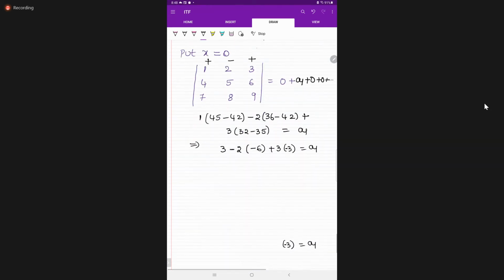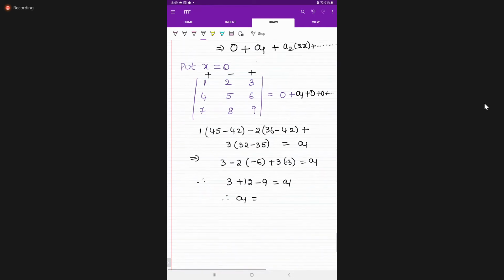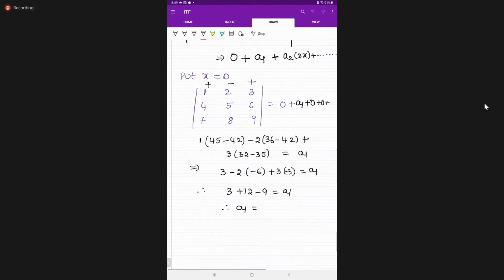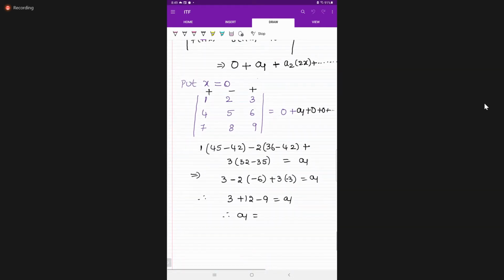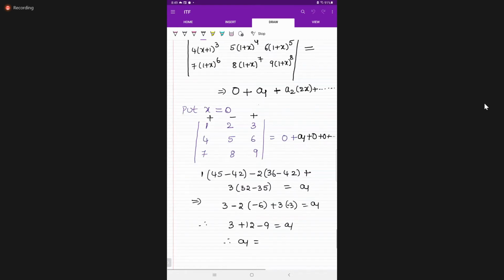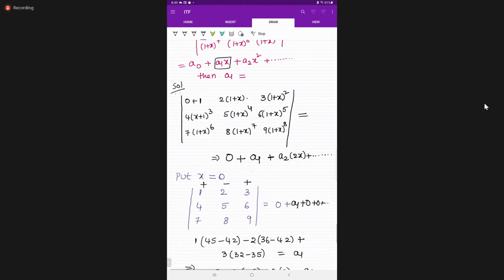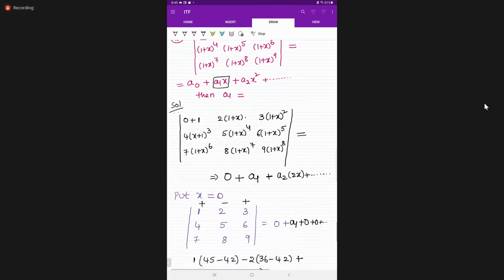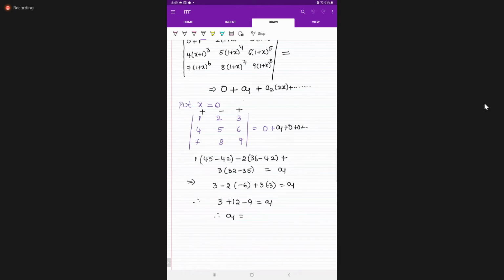Now what do you write here? 3 plus 12, minus 9, is equal to a1. So the a1 value will be 0. Sorry, 6. What is the answer, students? 6 is the answer. Yes, ma'am. 15 minus 9 is 6. Once check it. I don't think so, ma'am, it is 0. Once check it.